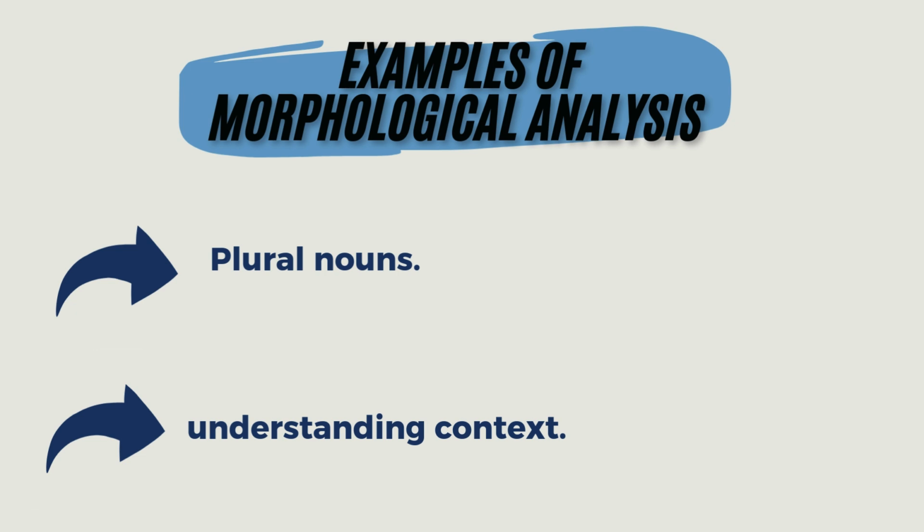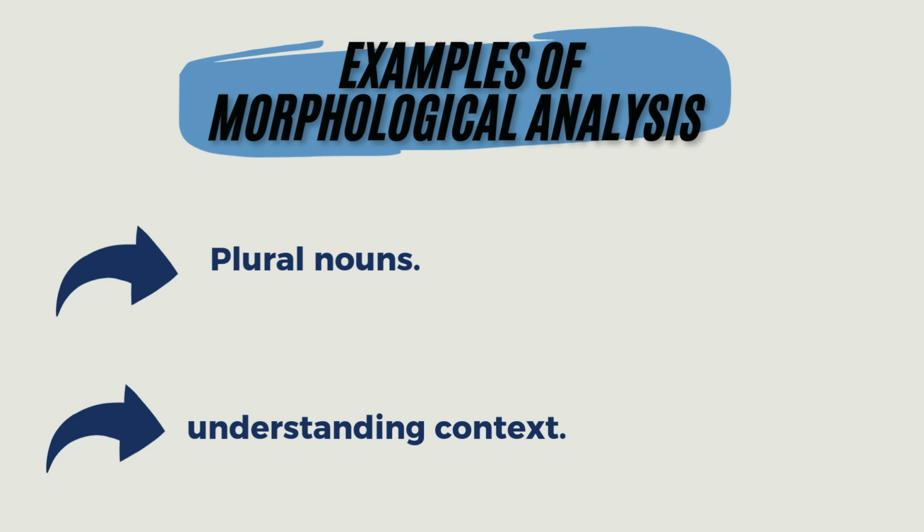Number three, understanding context through morphological analysis. Analyzing morphology helps disambiguate words based on context. For example, in the sentence, he is running late, the word running is understood as a verb due to its morphological structure. In contrast, he bought running shoes, identifies running as an adjective describing the type of shoes.